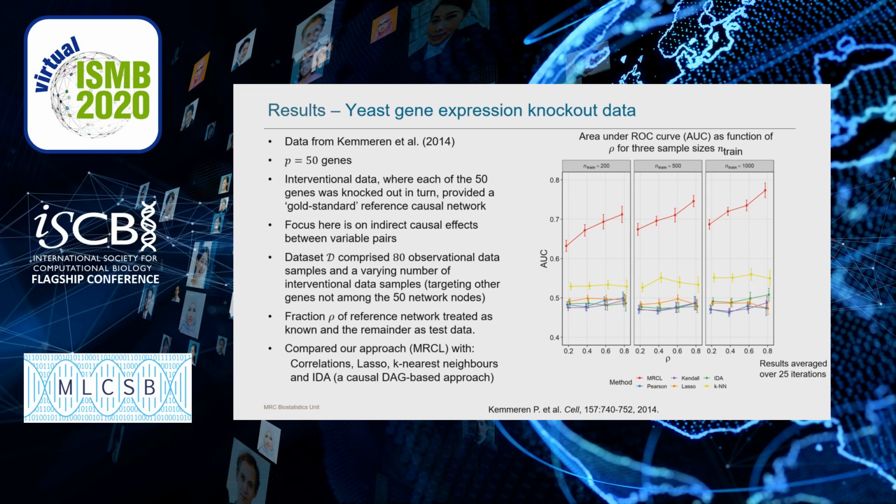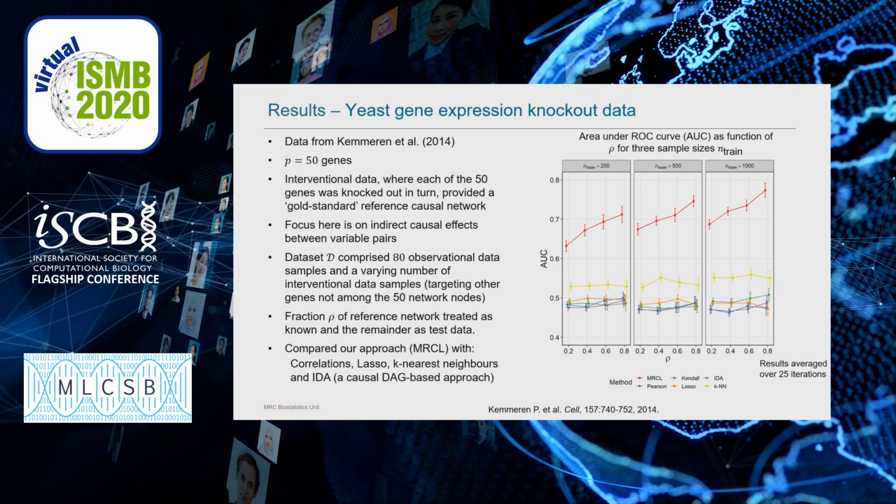So here are the results, where we used area under the ROC curve as the performance metric. Each of these three facets is a different training data size, shown at the top here, increasing from left to right. And the x-axis is rho, the fraction of the reference network that was used as known labels, going from 0.2 up to 0.8.